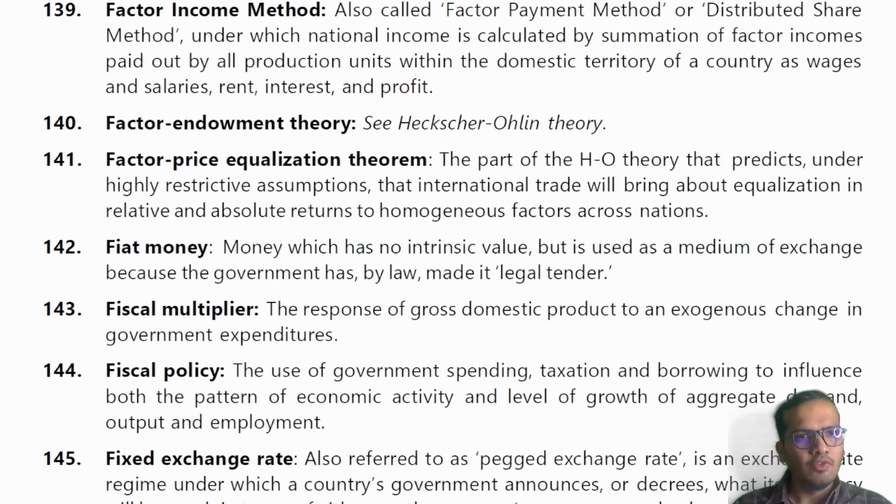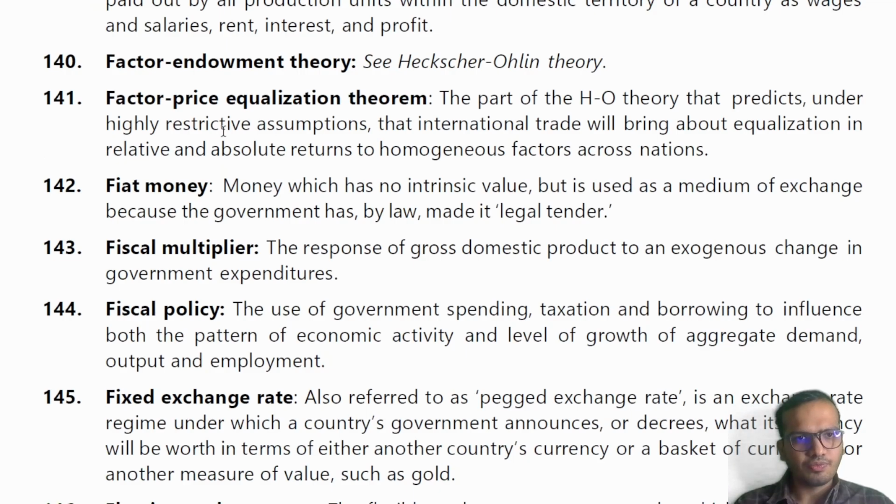Then comes factor endowment theory. So they are said to refer to Heckscher-Ohlin theory. Then comes factor price equalization theorem. So the part of the HO theory that predicts under highly restrictive assumptions the international trade will bring about equalization in relative and absolute return to homogeneous factors across nations. So this means similar factor, same factor.